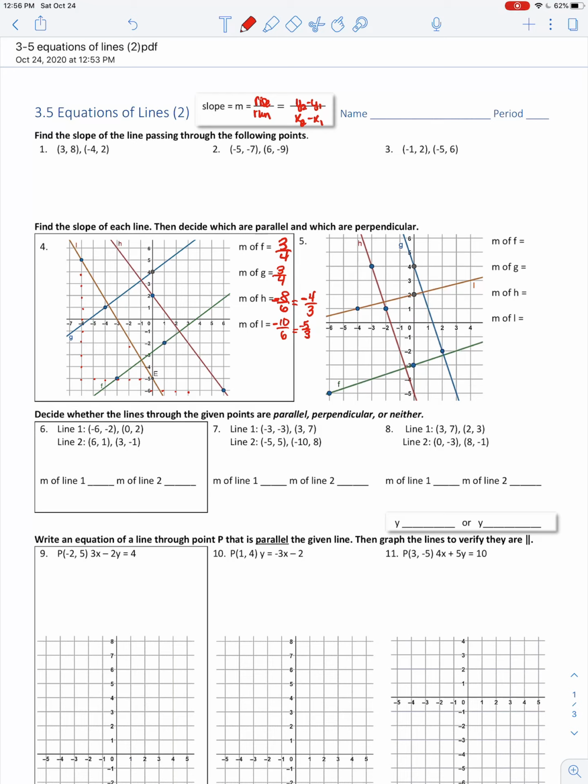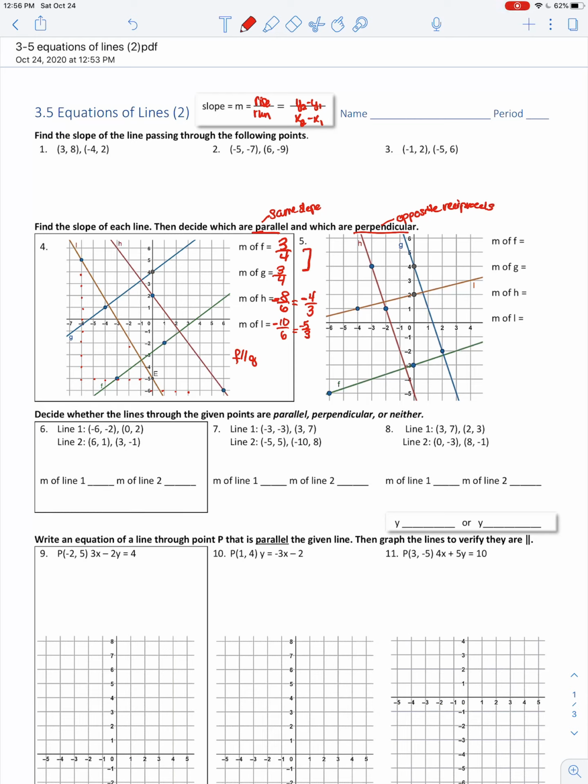So once we've found the slopes, we need to decide if they are parallel and if they are perpendicular. Parallel lines, remember, have the same slope, and perpendicular lines have opposite reciprocals. So opposite signs and the fraction is flipped. When we look at these, we notice that line F and line G both have a slope of 3/4. So we want to say that F is parallel to G, and our symbol for parallel is the two lines, showing that they are following the same direction.